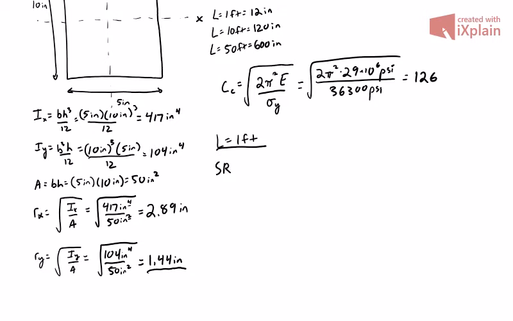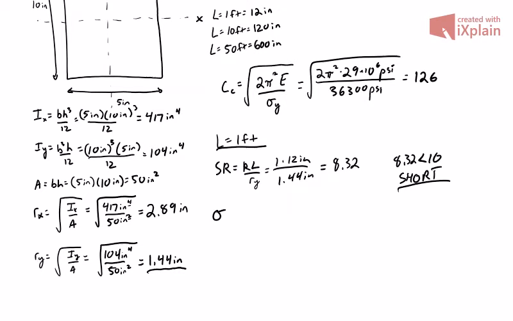So we're going to find our slenderness ratio, which is K times L over R sub Y, which is 1 times 12 inches over 1.44 inches, which gives us 8.32. 8.32 is less than 10. Therefore, it is a short column. For a short column, the critical stress is equal to the yield stress, which is 36,300 psi. So that was pretty easy.